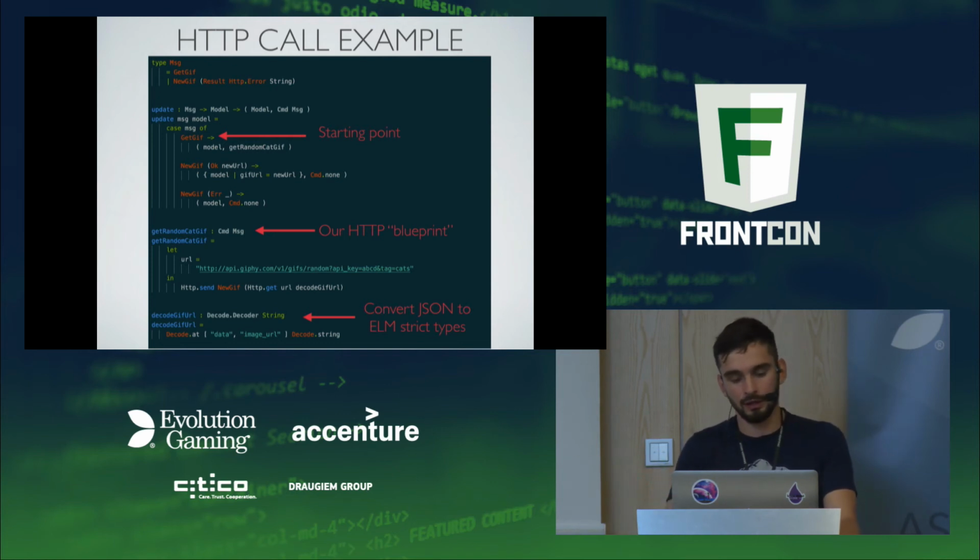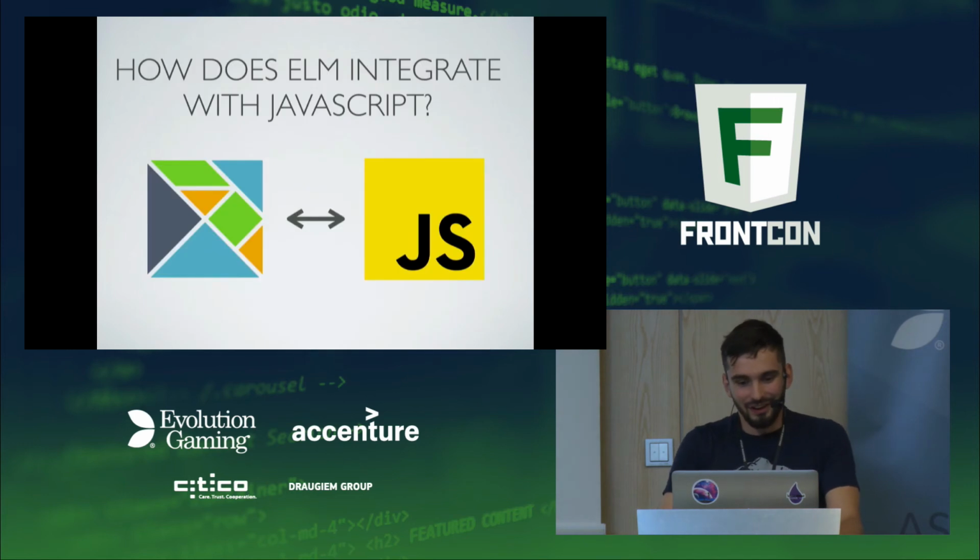So if we take a look at new GIF in the update function, we see that it's either okay with the new URL and we update our model, or it's an error. We don't handle that. I know it's a bad practice, but unfortunately we don't have enough space on the slide. So sorry about that. All right, so how does it integrate with JavaScript?